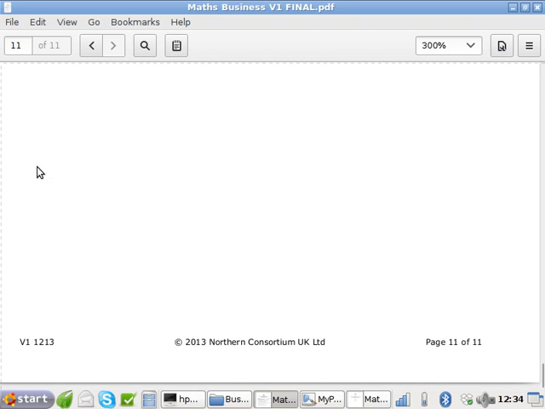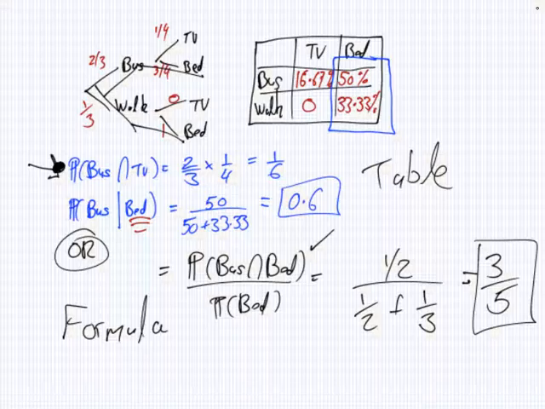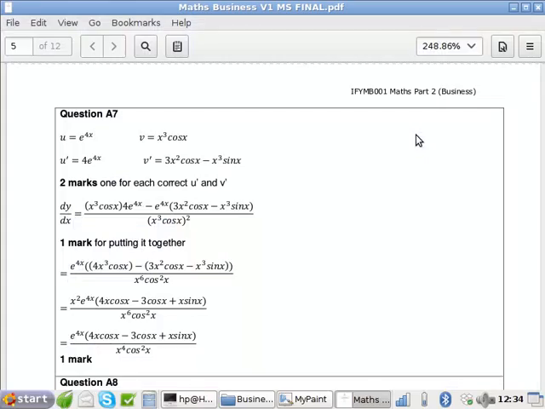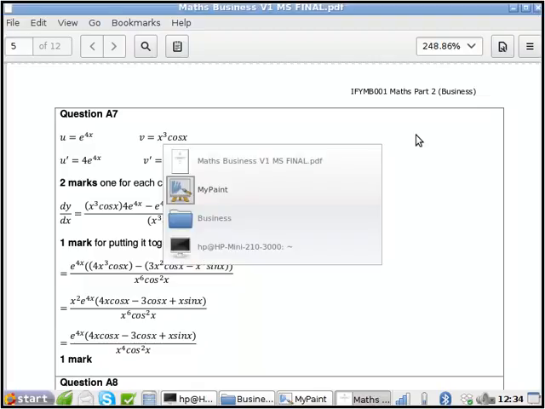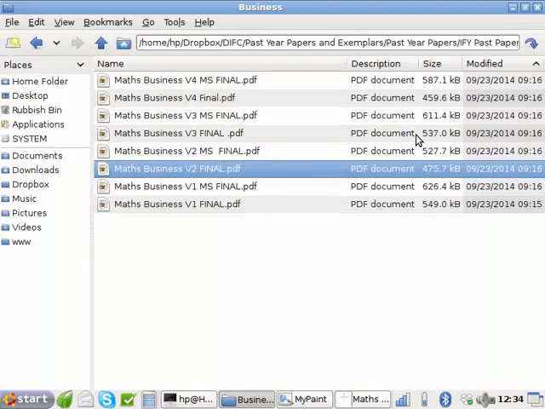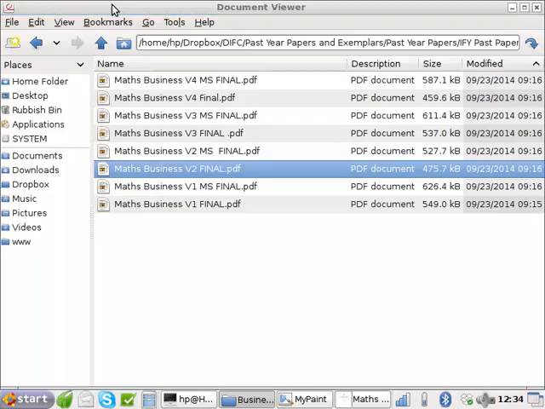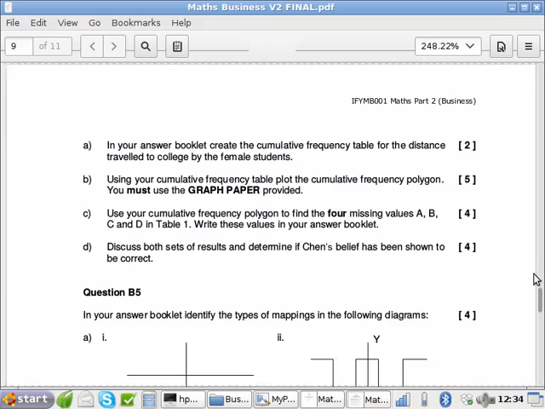Right, let's have a look at another paper then. Yes, I can tell the time. Thank you. I have a pain in my neck is what I have. Right.